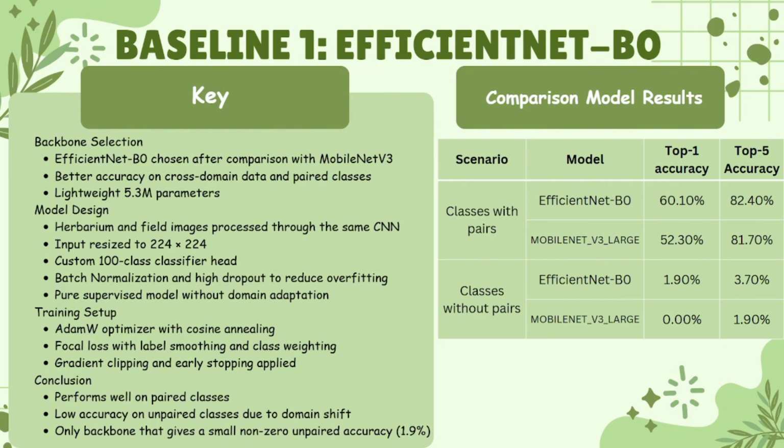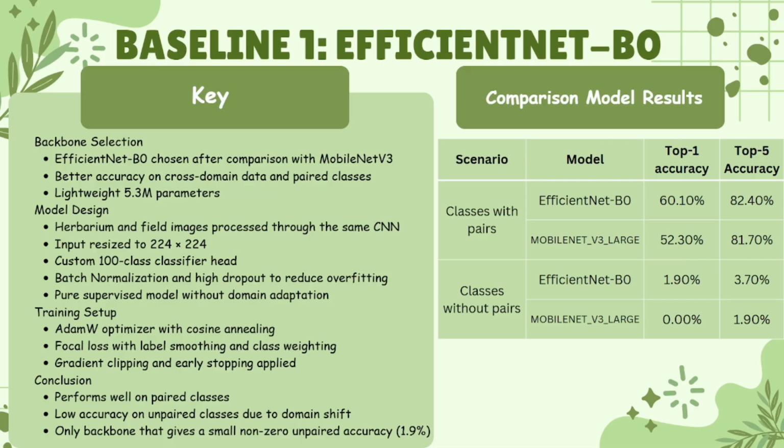The architecture is straightforward. We use a shared EfficientNet B0 backbone and replace the classifier with our own 100-class prediction head, and apply strong regularization with batch normalization and high dropout to avoid overfitting to herbarium-only patterns. This model is purely supervised and there is no domain adaptation involved.